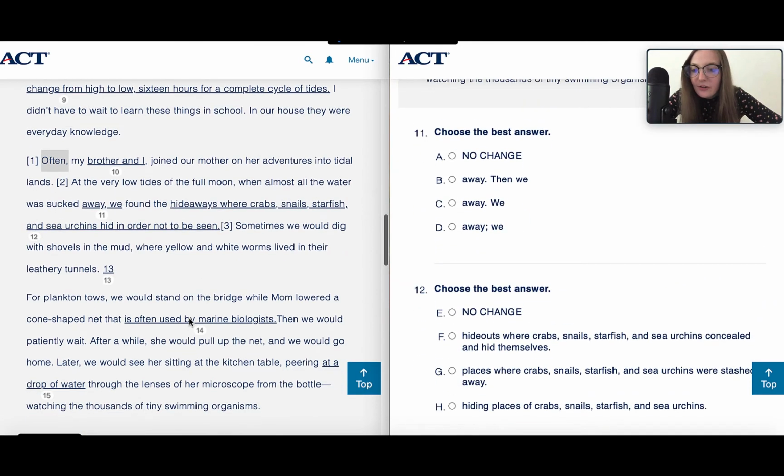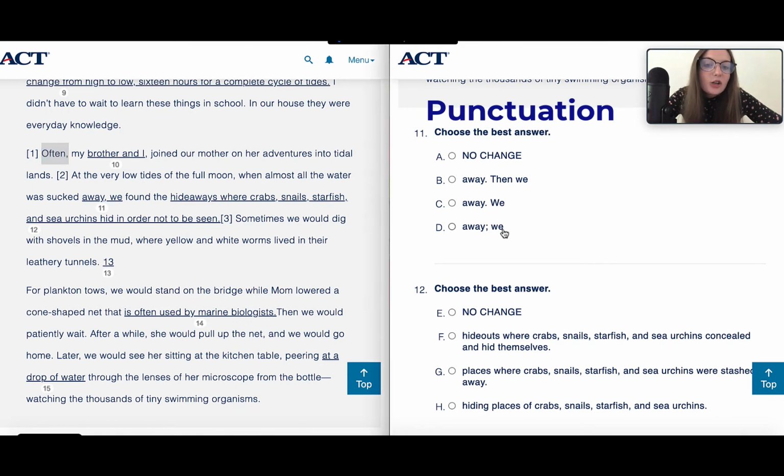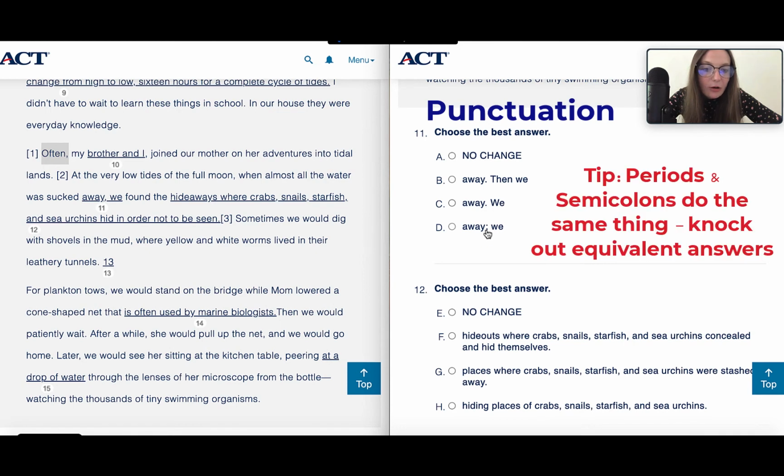Alrighty, so the last 5, let's check these out. So number 11, so here it is. At the very low tides of the full moon, when almost all the water was sucked away. Okay, so let's talk a little bit about equivalent answer choices. Whenever we have a period and a semicolon, those two choices are grammatically the same thing. A period and a semicolon, and comma fanboys for that matter, are all used to link two full sentences, two independent clauses. So automatically looking here, B, C, and D are all basically functioning in the same way, so I know it has to be choice A, the no change.